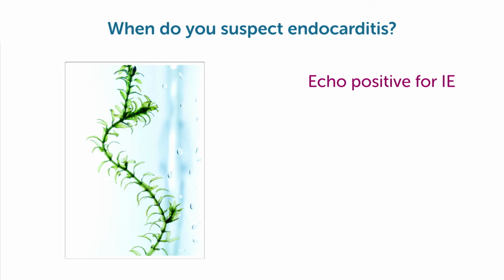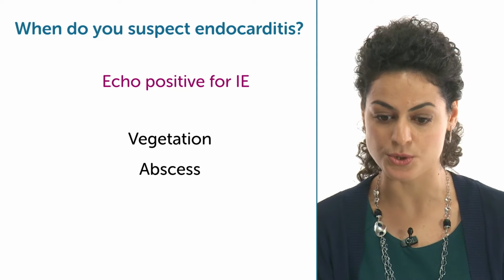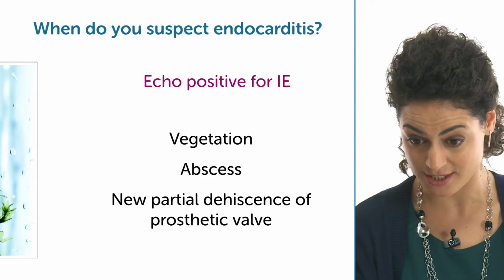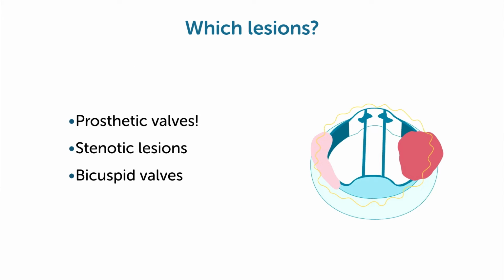Echo can help you. When you find a positive echo for infective endocarditis, the diagnosis is really almost done. What can you find? Well, vegetation, abscess, as we showed you, or new partial dehiscence of a prosthetic valve. So in which lesions do you have a higher probability of developing an endocarditis? Well, apart from prosthetic valves, it's stenotic lesions, bicuspid valves, or a mitral valve prolapse. So for you to remember, every kind of lesion where you have high velocity jets.